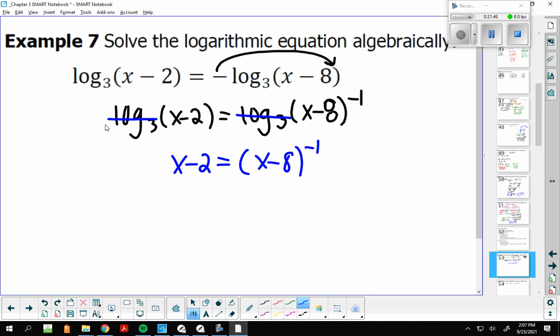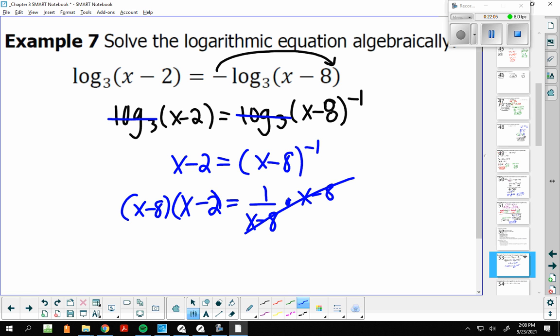So it's in the denominator. So move it to the denominator. That's 1 over x minus 8 to the positive first power. And we're trying to isolate x, so we need to get all the x's on the same side. So multiply both sides by x minus 8.